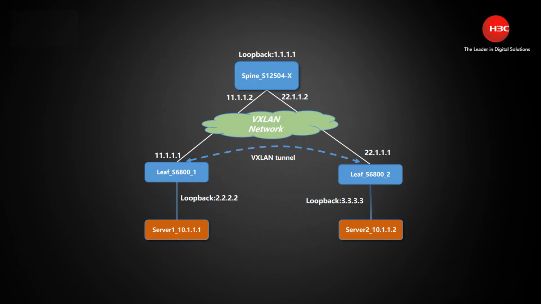In the networking shown in the figure, two S6800 devices are used as VTAP devices and are interconnected with the middle S12504X device at layer 3. The virtual machines on the same network segment are located under the two S6800s, and the addresses are 10.1.1.1 and 10.1.1.2 respectively. Now, a large two-layer VXLAN network based on EVPN control is built between the two switch devices to realize the intercommunication between virtual machines.